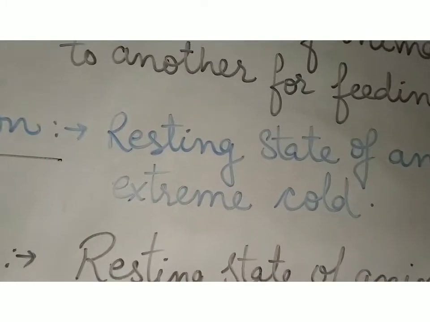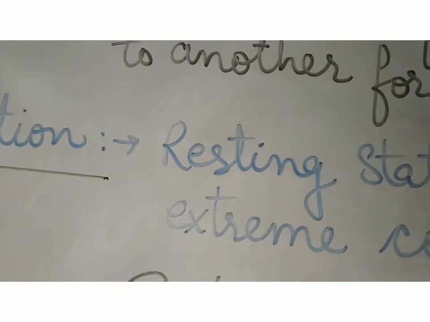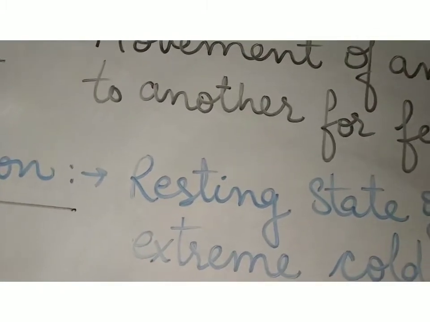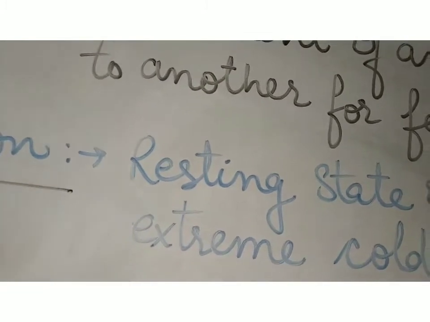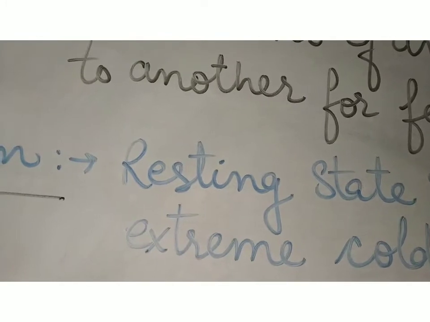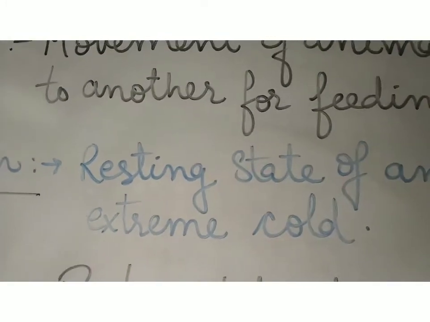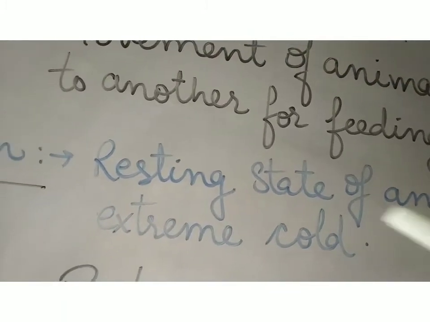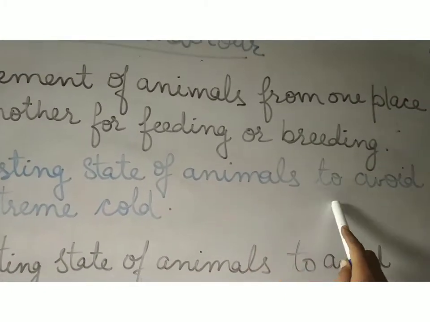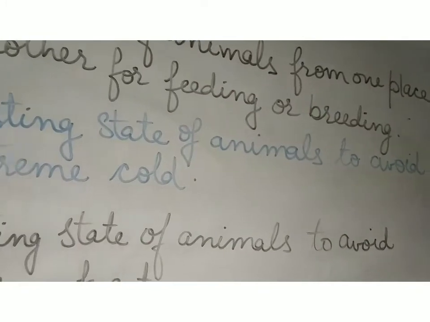What is hibernation? Some animals like snakes, lizards and the Arctic ground squirrel cannot survive in the cold winter months. So what do they do? They eat a lot of food during the summers and store the extra food in their body as fat. So whenever winters come, they sleep in caves or they go underground. This is called hibernation. So the resting state of an animal to avoid extreme cold conditions is called hibernation.